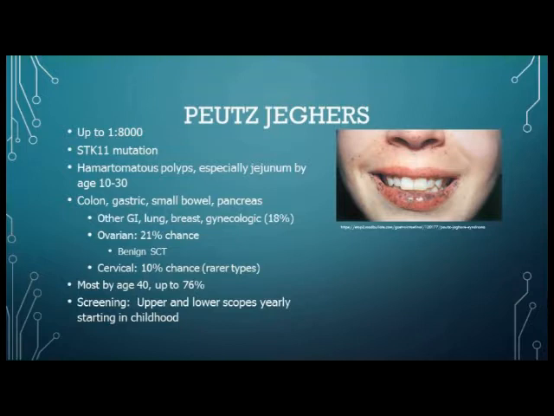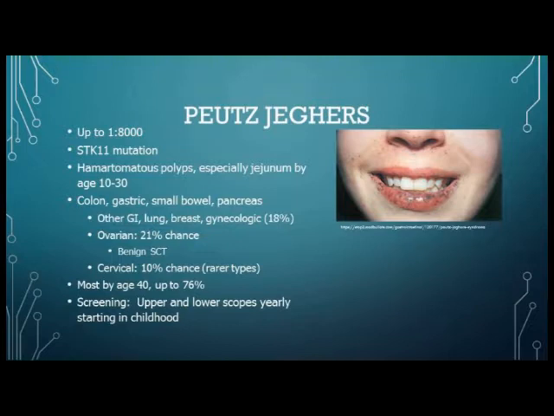And they actually have a cervical cancer risk, which is a little unique, about 10%, but it's of rarer types, such as adenoma malignum and mucinous adenocarcinoma of the cervix. So not your typical squamous cell, not HPV related, but much more aggressive cervical cancers, unfortunately. So usually by age 40, 76% of these patients have had some kind of cancer. So the screening is really just more focused on the GI stuff.